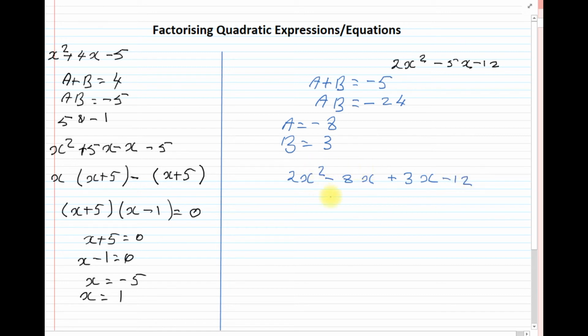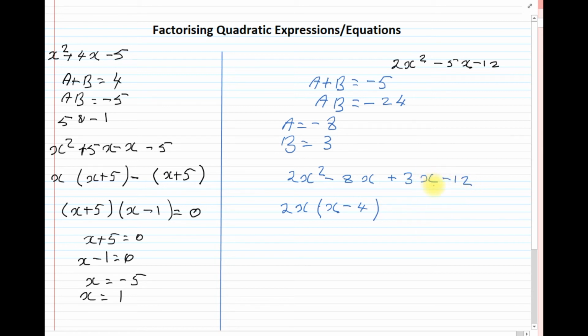Now I take the first two terms. I can factorize a 2 and an x out of this. So this will be 2x into a bracket. From here, I'm left with x. And then from -8x and 2x, I'm left with -4. You will need to practice your factorizations very well for this.